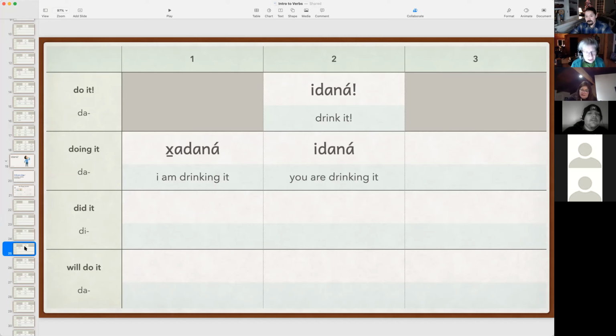Idina, Idana. So this one, the command and the "you are doing it now" are exactly the same. And adana, Adana. Khadana. So now what's going to happen is khwa, na, ye, de, na, ow, de, na.